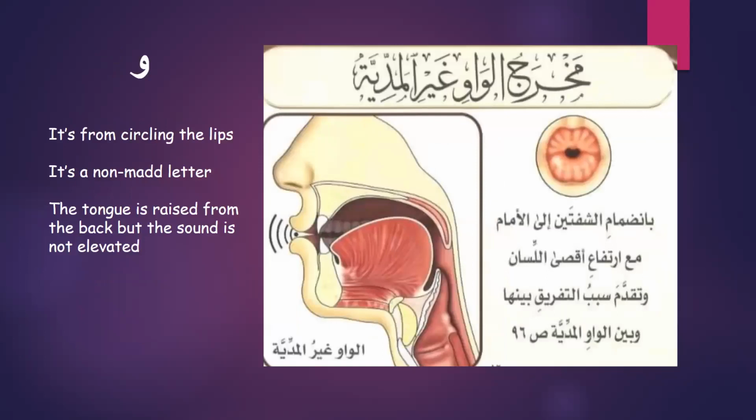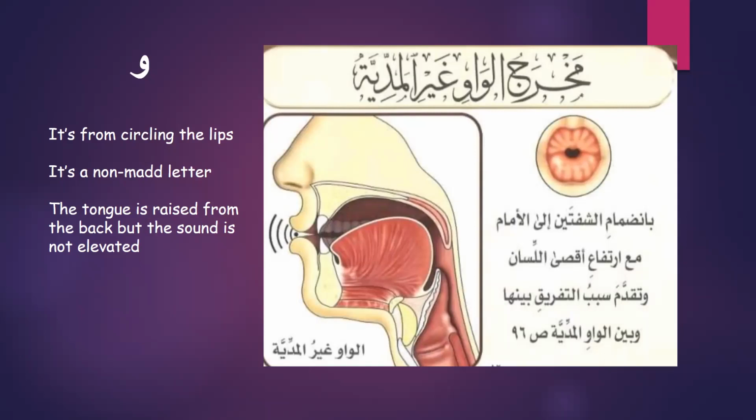The letter waw, it's from encircling the lips again. It's a non-mad letter. We understand that we have the waw maddiyah, which comes from al-jawf. This is a different waw. It has a different makhraj. This is the waw which can carry a haraka like wa, wi, and wu. This is not a mad letter. So we call it ghayr maddiyah.